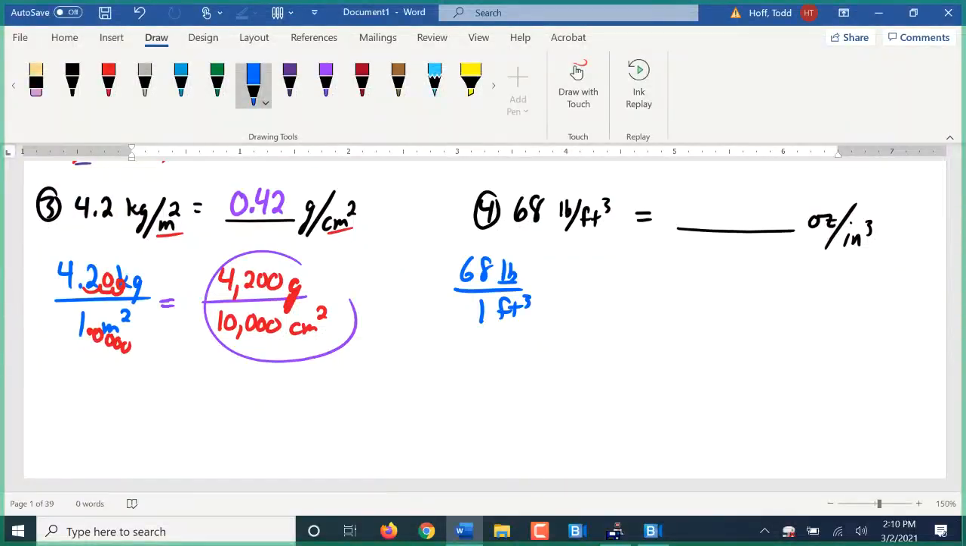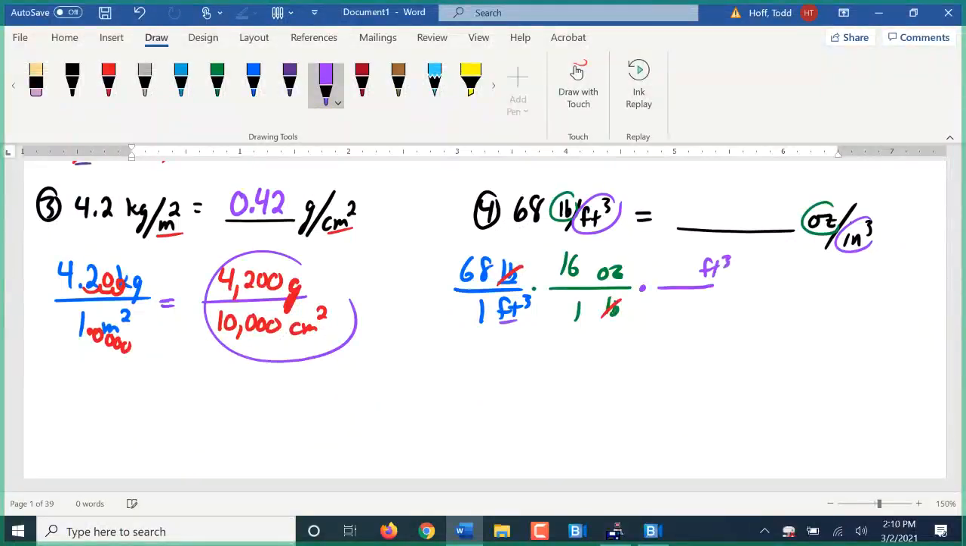So anyway, 68 pounds per 1 cubic foot. We have to get rid of pounds. Pounds are going to become ounces. Put pounds here going into ounces, and 1 pound is 16 ounces. So the pounds will cancel out. And we have cubic feet that have to become cubic inches. Since cubic foot's on bottom, we're going to put that on top. 1 cubic foot is 1,728 cubic inches.